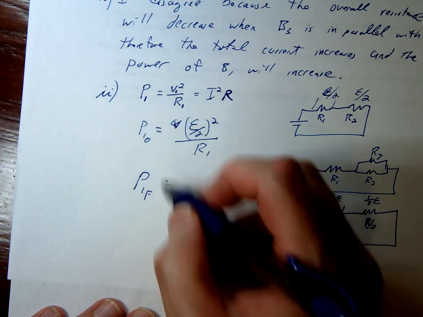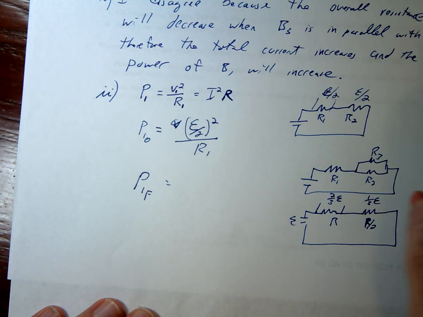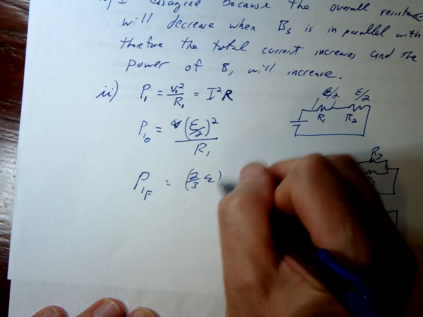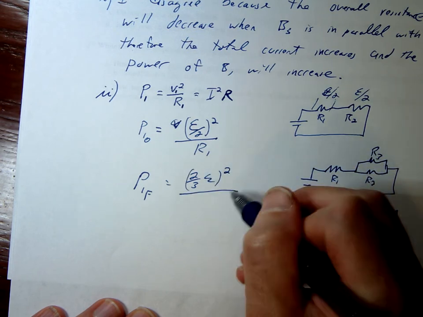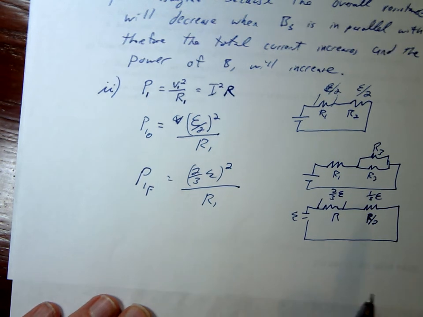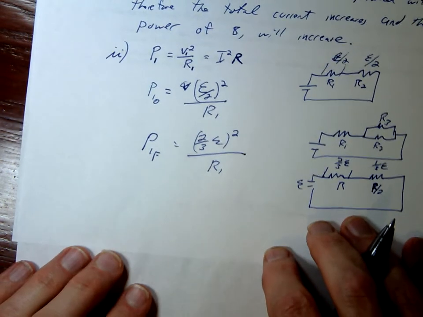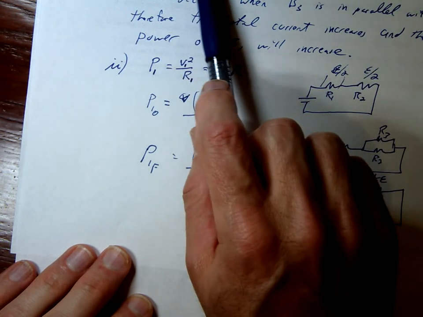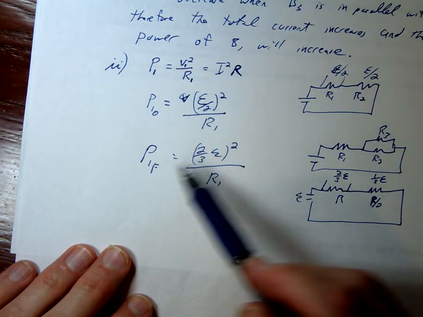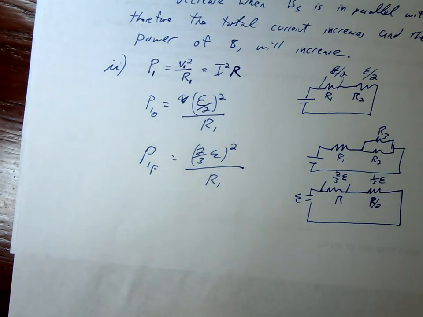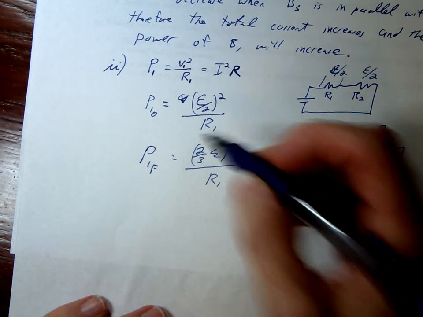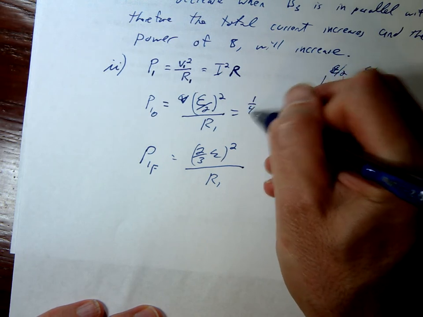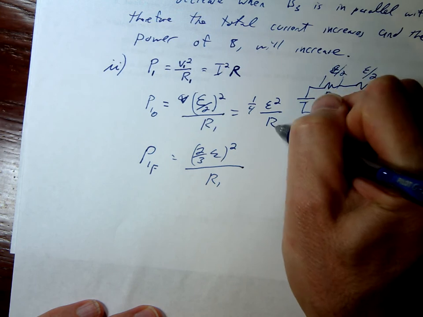Okay, so P1 final is therefore going to be 2/3 epsilon squared divided by R1, or R, I guess. Okay, so anyway, what are they asking for? Derive an expression for power expended by bulb 1 after the switch in terms of P1. So we just want to put that in terms of what we have over there. Okay, so this is going to be what? 1/4 E squared over R.